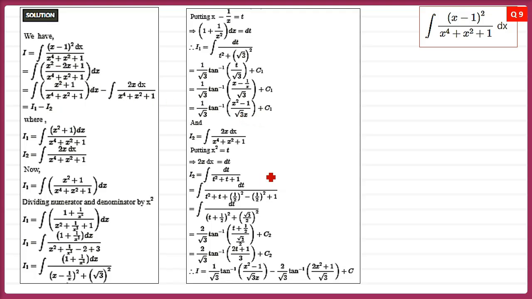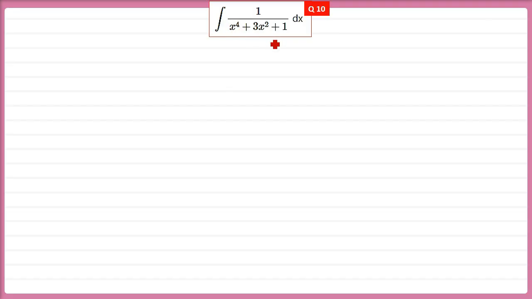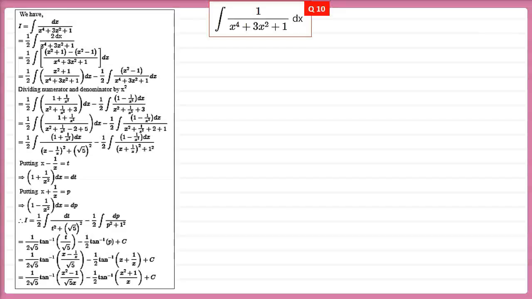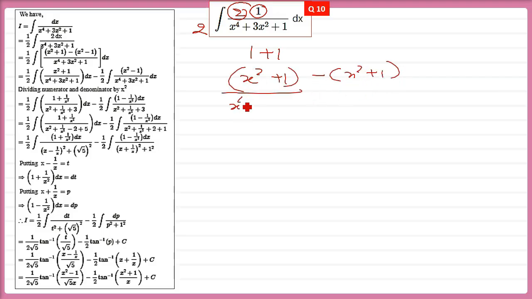The concept remains the same: 1 by (x raised 4 plus 3x square plus 1). Now this question I am leaving for you because it has a very straightforward solution. In one of the questions we have done like this, I told you that you can multiply the numerator and denominator by 2. So when you divide and multiply, this 2 can be written as 1 plus 1. You can add an x square and subtract x square. That means you can write this as x square plus 1 minus x square plus 1. The denominator will come as x raised 4 plus 3x square plus 1. Here also x raised 4 plus 3x square plus 1.